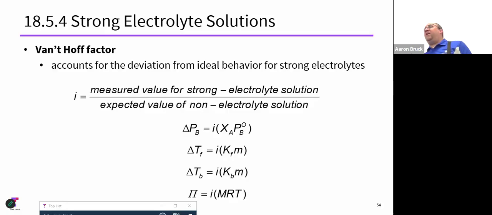The value of i is not something that you need to know off the top of your head. If we get into i calculations, I want you to do one of two things. If the value is given to you, use it. So if you've got a solution of aluminum chloride, the van 't Hoff factor for aluminum chloride is 3.17, you use the 3.17 as i in whatever the calculation is that you need to do.